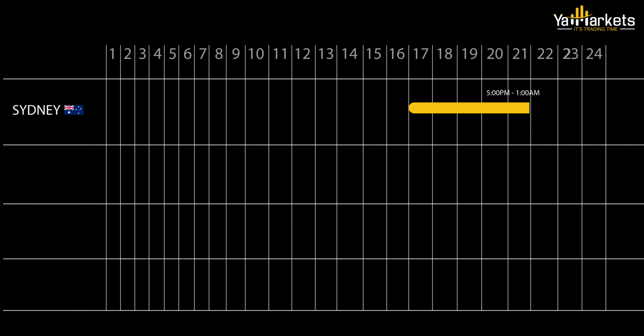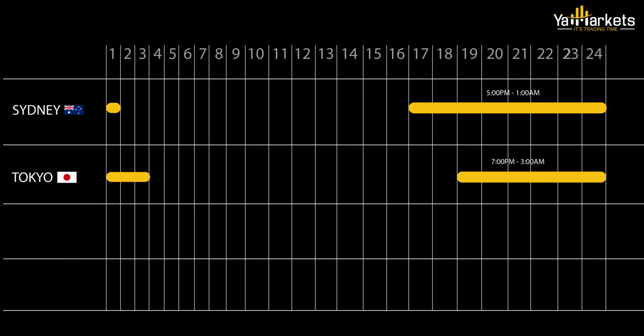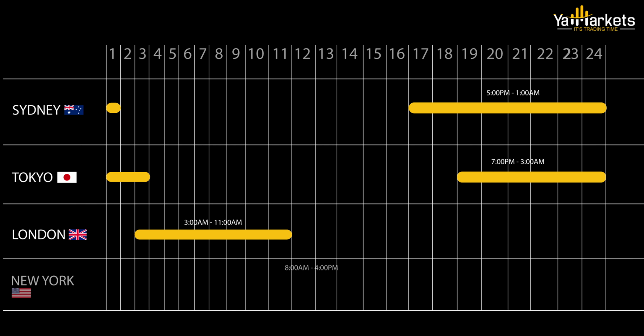Sydney, evening session. This is when Asian markets wake up and trading kicks off. Tokyo, Asian session. As the sun rises in Asia, trading activity picks up here. London, European session. Overlap with Europe creates the busiest and most volatile trading period. New York, North American session. Another period of high activity as America joins the trading day.